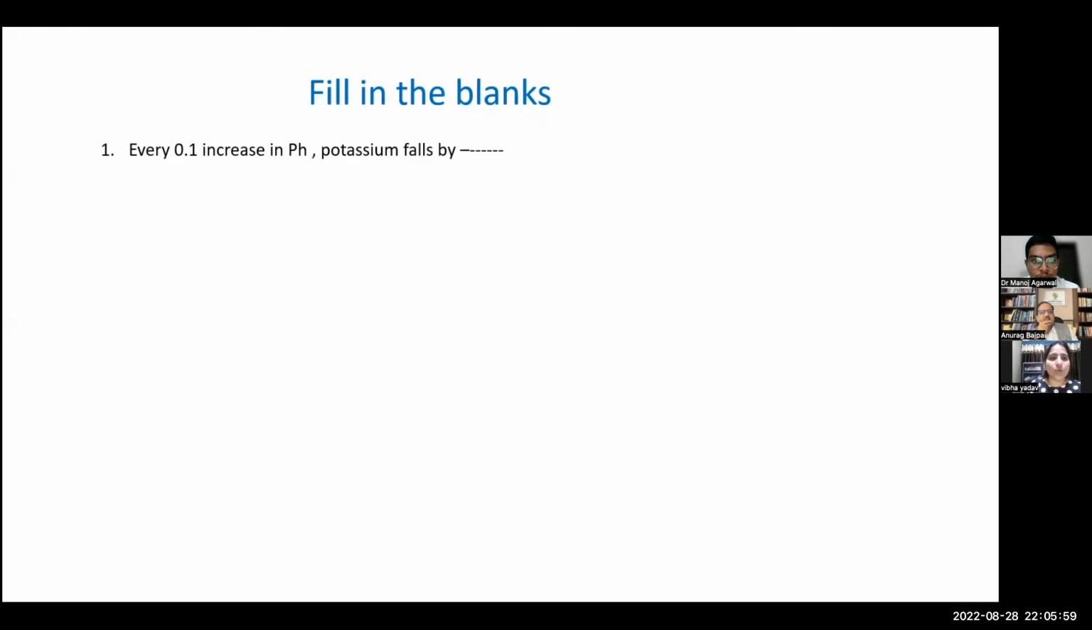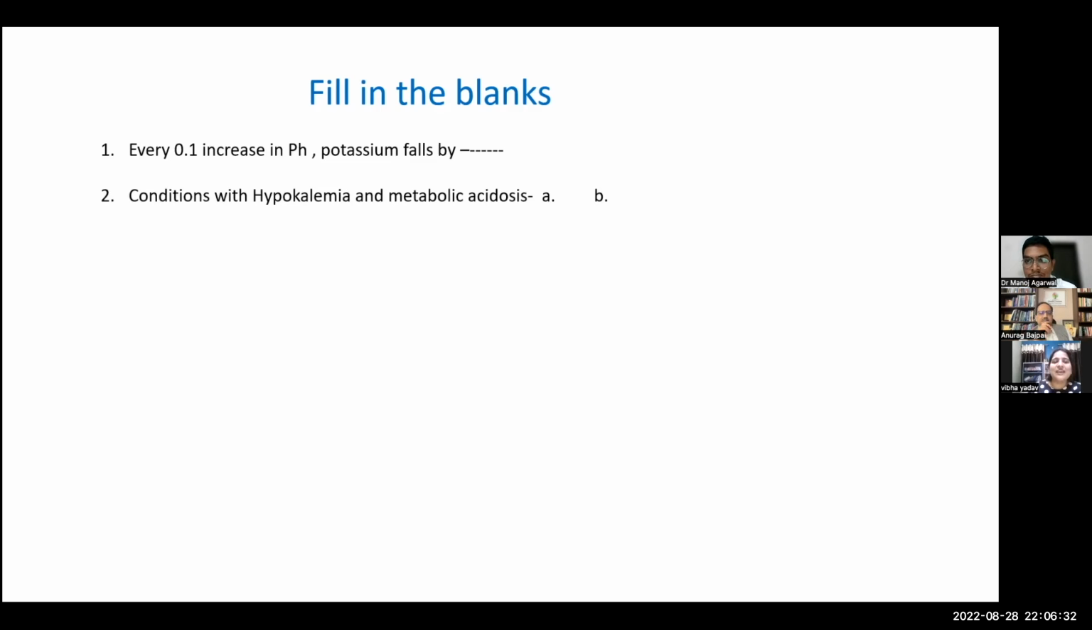Every 0.1 increase in pH, potassium falls by? Yes, Rajita Das has answered. Rajiv Das has answered, 0.4. Hold on, 0.4 or 0.6? What is the right answer? That is 0.6. For every 0.1 change in the pH, potassium usually changes by 0.6. But we will give 0.4 also. 0.6 is the more appropriate answer. So go slowly.